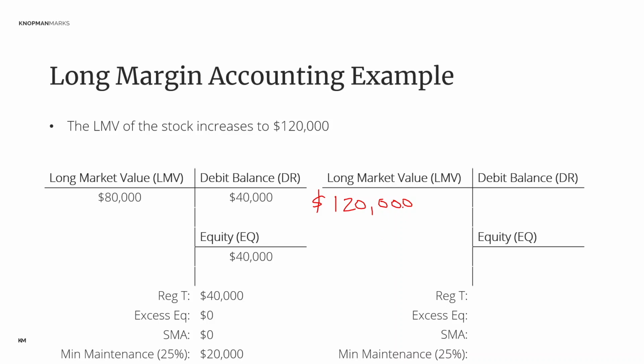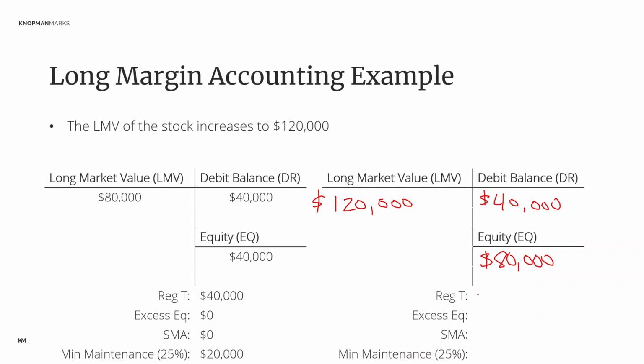Remember I said the debit balance only changes by customer action. It only changes by customer action. Do we have a customer action here? We do not. The change in market value has no impact on the debit. So the debit balance will remain $40,000. And the left side equals the right side. So if the long market value is $120 and the debit is $40, left side equals the right side. The equity value is $80K.